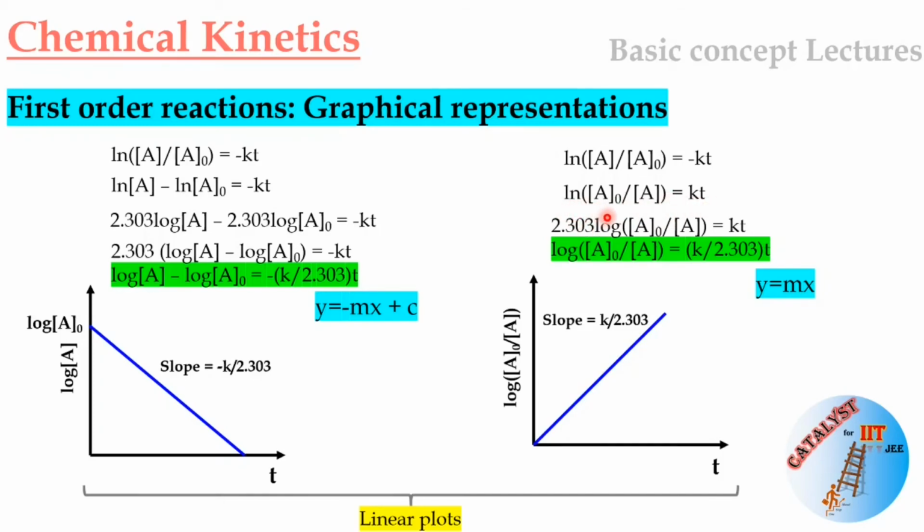So again, if you try to write this ln in terms of log, you need to add this 2.303 factor, and 2.303 log a naught by a becomes your kt. So plot log a naught by a versus t. So you have y equal to mx, a straight line with a slope m. Here the m is k by 2.303, and you have a straight line which passes through the origin, correct, and this is a positive slope, but here the slope is negative. So these are straight line equations, and these are called linear plots.